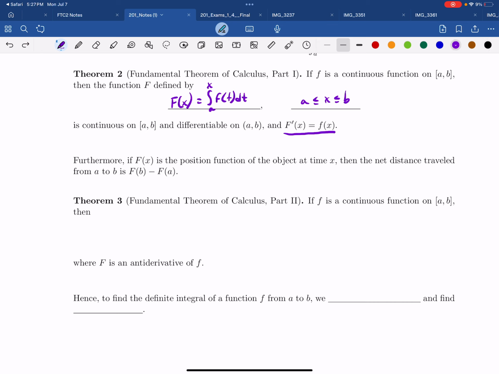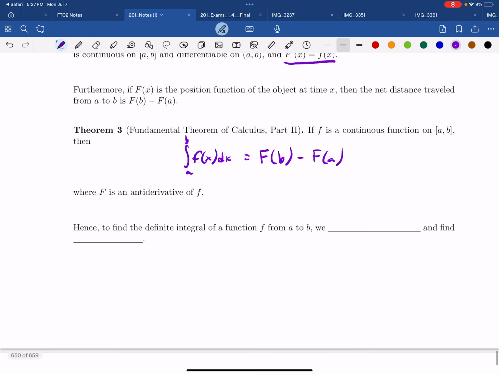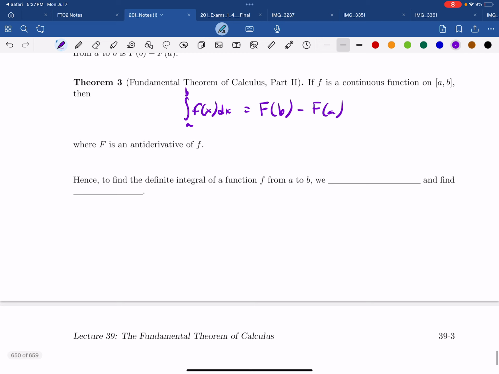All right, and then the fundamental theorem of calculus part 2 says that the integral from a to b of f of x dx equals big F of b minus big F of a, where big F is an antiderivative of little f. Okay, so to find the definite integral of a function, we anti-differentiate, and find F of b minus F of a.